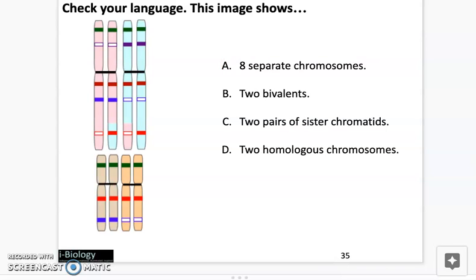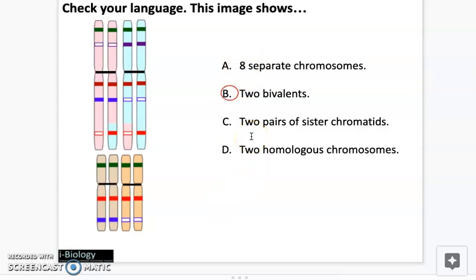Another question, feel free to pause and try to answer on your own. So this image is showing two bivalents. The reason why this is showing two bivalents is because we have the two pairs of homologous chromosomes lined up with each other. Okay, they are not 8 separate chromosomes because we can count when they're connected here at the centromere. The sister chromatids that are connected at the centromere are considered one full chromosome. So we've got 1, 2, 3, and then 4 chromosomes, not 8 separate chromosomes.